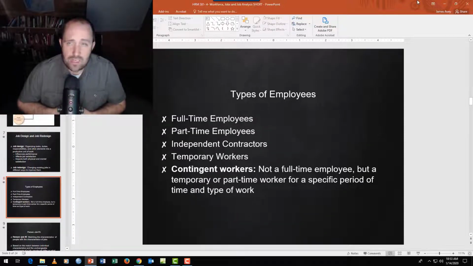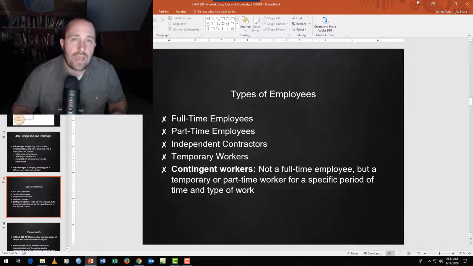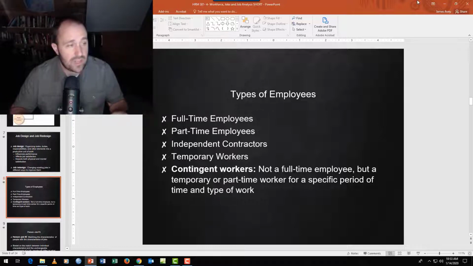Okay, a little bit more definition here, and then we'll get into the job characteristics model. So types of employees, this is just helpful to know. There is a huge surge in the market right now of contingent workers. There's all kinds of legal reasons and some financial reasons why a firm would want to do that. We'll just go through it.